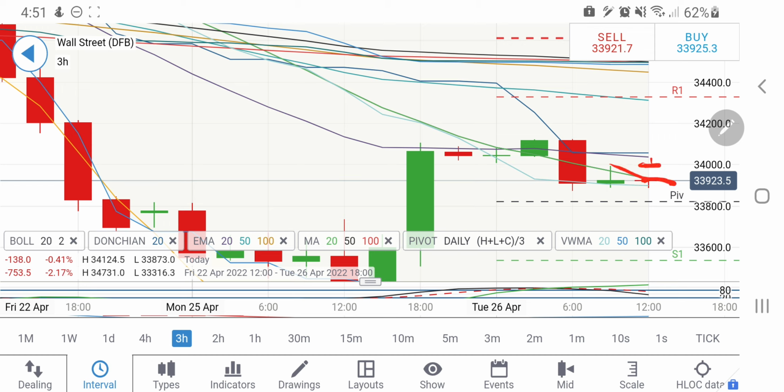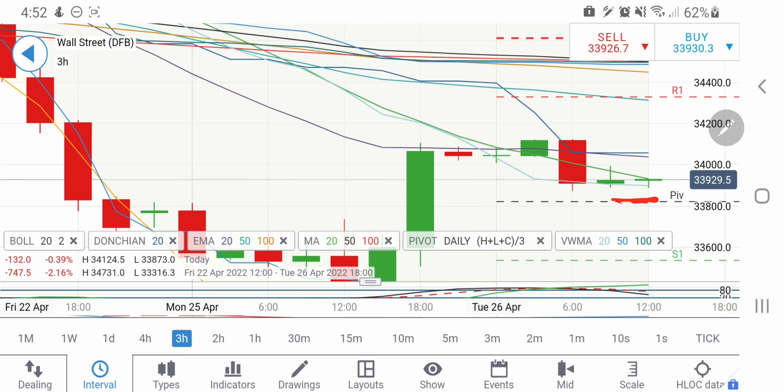Hence once it crosses 34,000, rather 34,040 levels, one can go long and one can expect that it is going to head towards 34,200, 34,350 levels. In fact plus levels can also be expected. And yes, there is a support at 33,800 for sure.